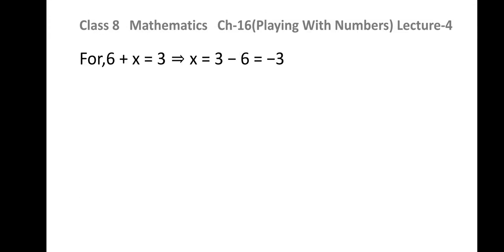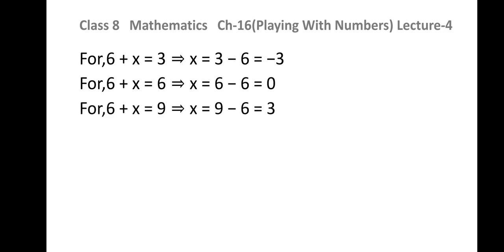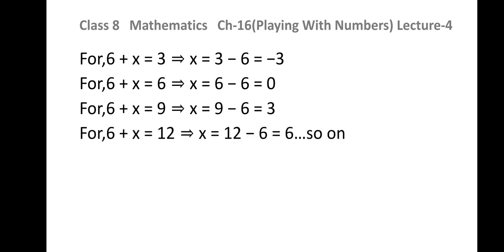So like I have told you, for 6 plus x is equal to 3, x will be 3 minus 6, which is equal to minus 3. For 6 plus x is equal to 6, x is equal to 0. For 6 plus x is equal to 9, you will be getting x as 3. For 6 plus x is equal to 12, x is equal to 12 minus 6, which is equal to 6. Likewise, you can keep on equating the multiples of 3 to 6 plus x, and you will keep on getting the values of x.